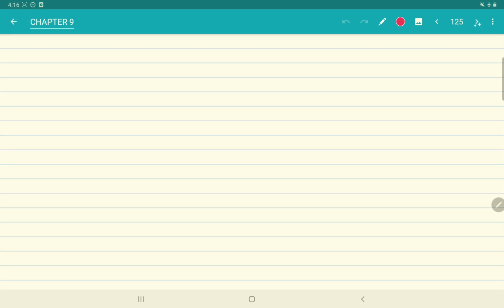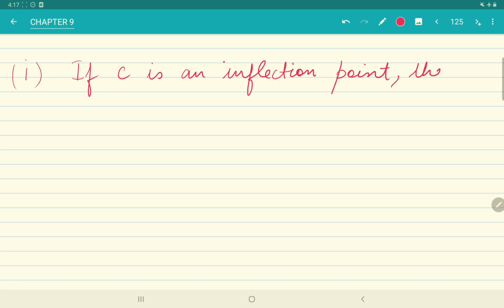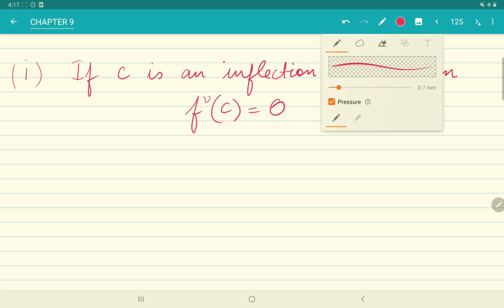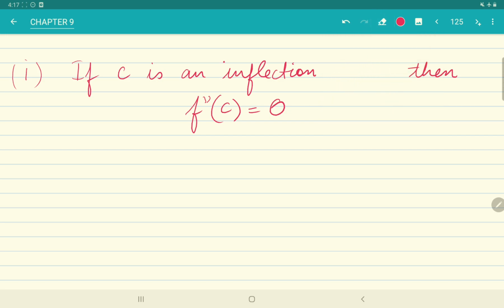Now we consider two cases, two very important points. If C is an inflection point, then f double prime C is equal to 0. Now that just means that f double prime C equal to 0 is a necessary condition for C to be an inflection point. Please get this right, it is not a sufficient condition. And when I say if C is an inflection point for f, then this is the case.